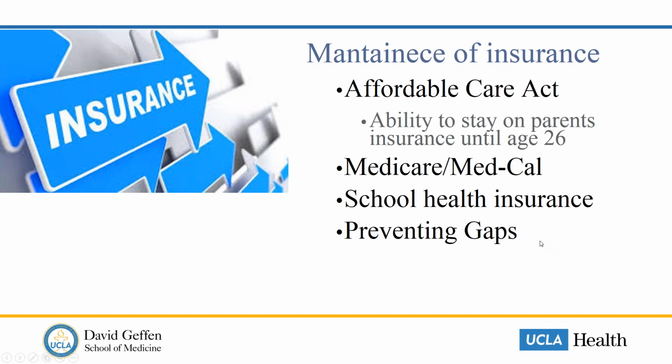It's always worth mentioning insurance in the last few minutes as well. Maintenance of insurance is one of the most important things. One of the best things about the Affordable Care Act is that younger individuals can stay on their parents' insurance until the age of 26. Some patients with more chronic conditions qualify for Medicare or Medi-Cal, but there are often specific requirements to stay within those types of medical insurance.